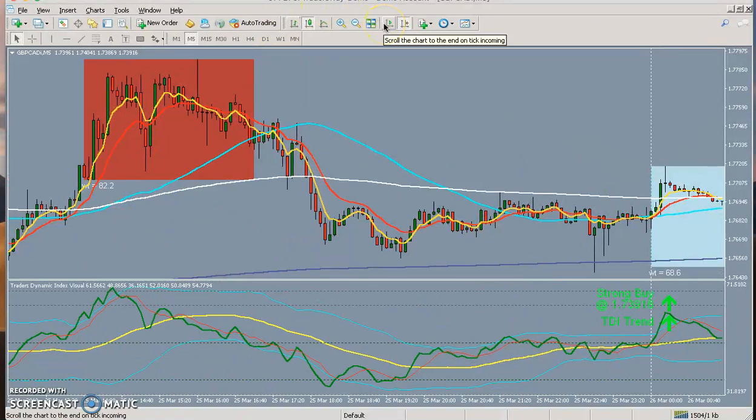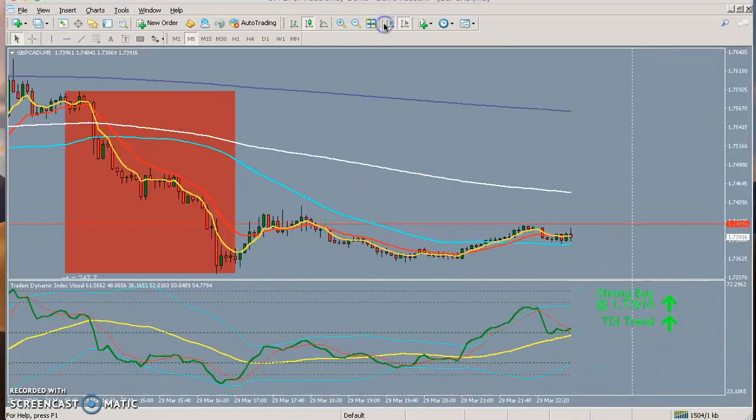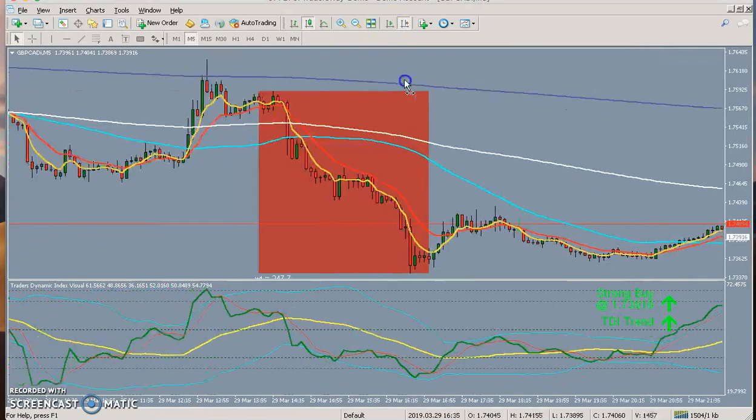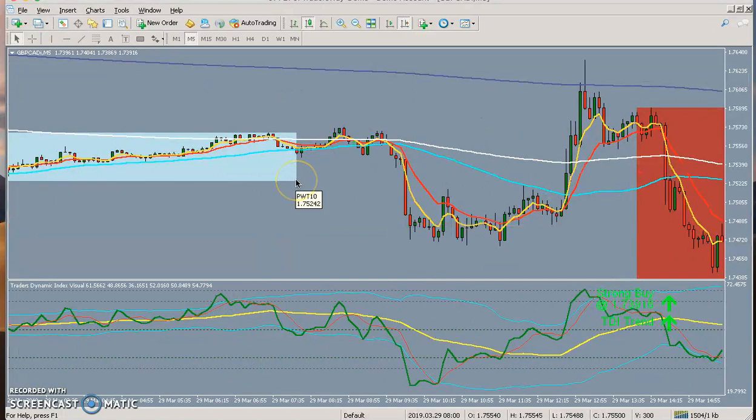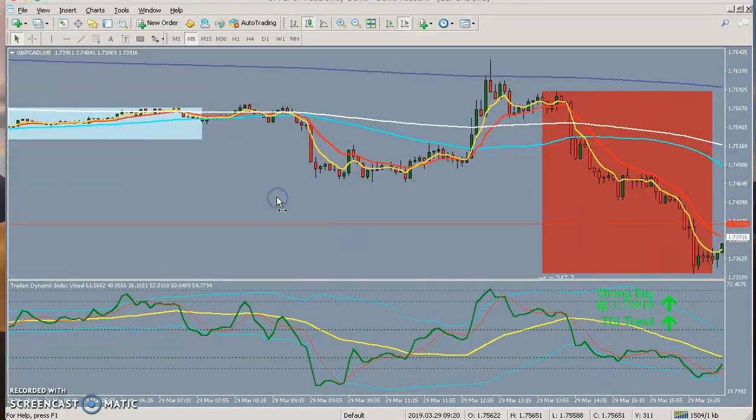This is GBP CAD I'm looking at right now. I'm looking at it on a 5 minute chart because then I can scroll down at least five time frames down, which would be the 1 minute chart, to show you exactly what we're looking for. And it's simple. So let's look at this one for example, right? I'll highlight it for you.